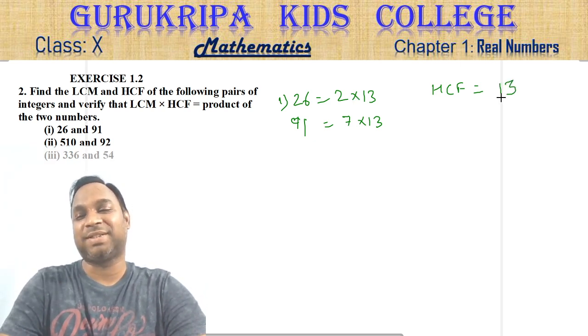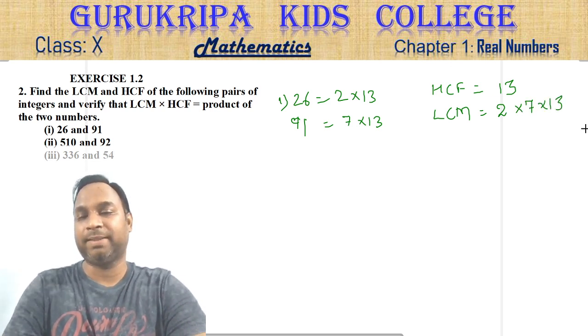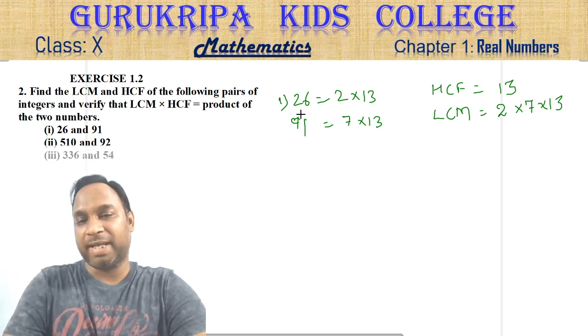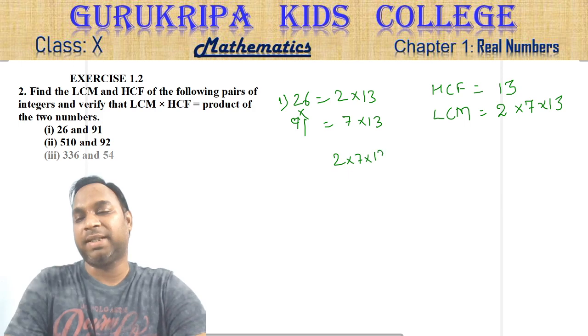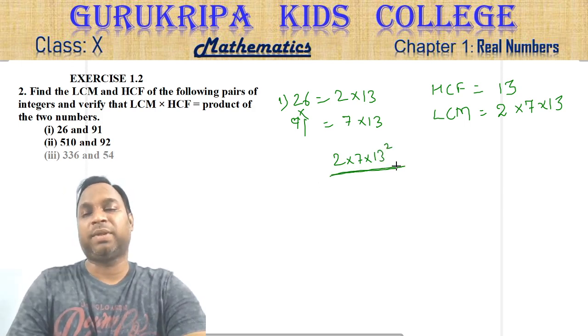So HCF is 13. LCM, what will be the LCM? 2 is coming once, 7 is coming once, 13 is coming once. 2 into 7 into 13. Now, if you multiply 26 into 91, what do you get? 2 into 7 into 13 square. No need to calculate this thing. We don't need to calculate it.